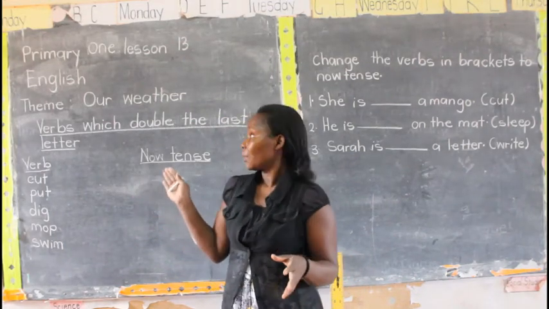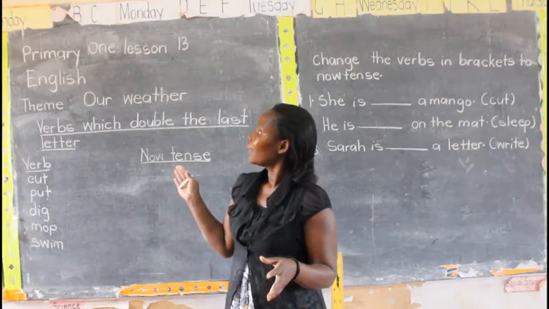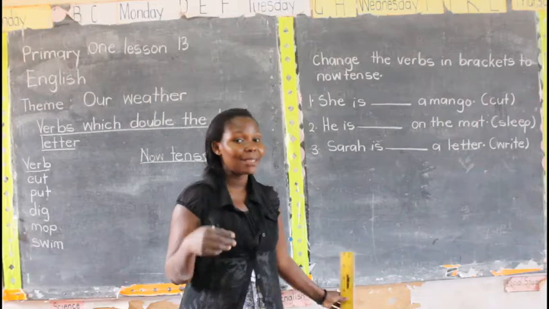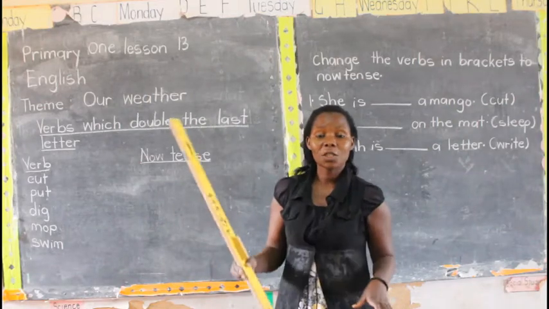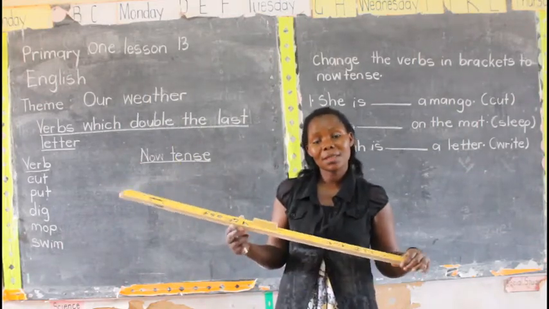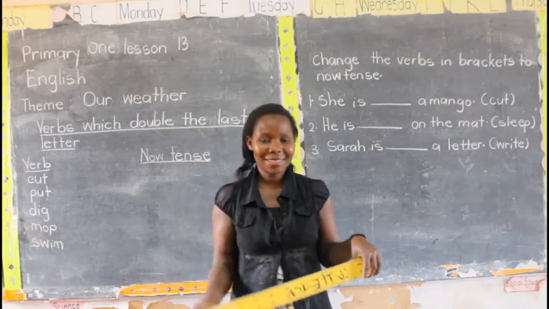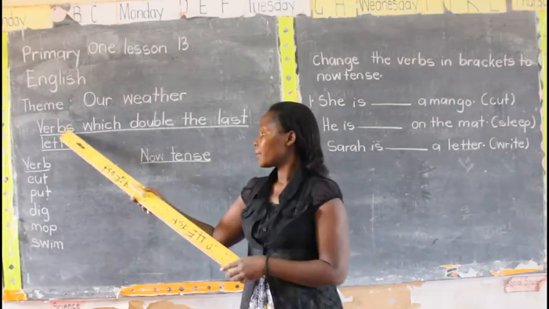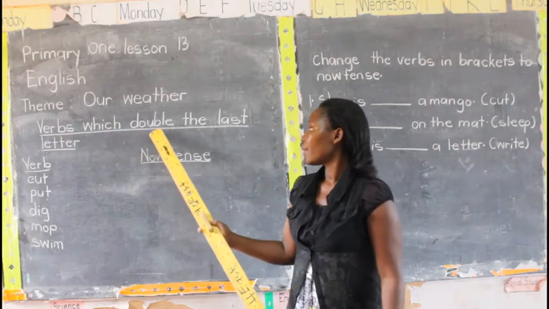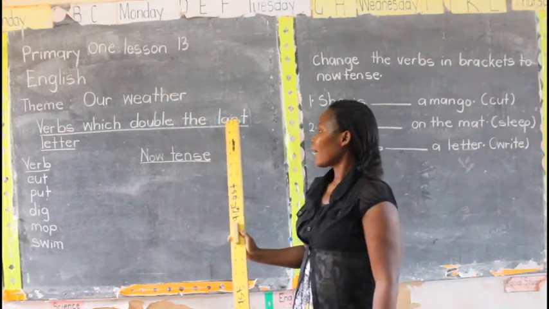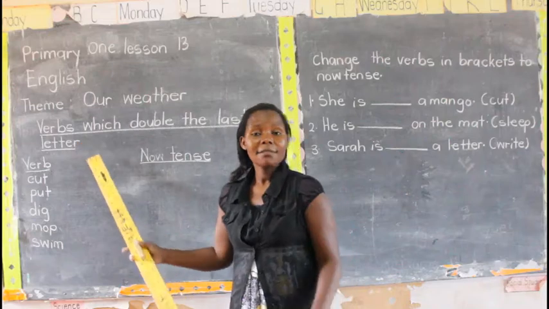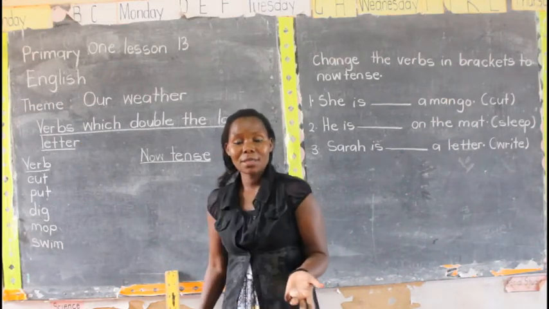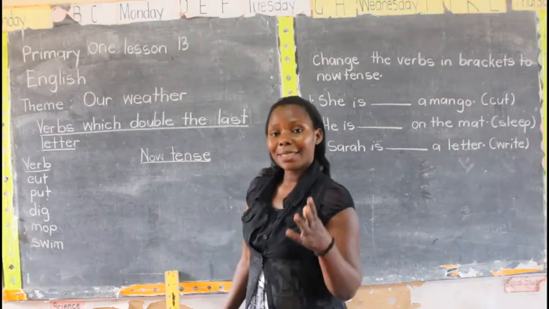In this lesson, we are going to look at the verbs which double the last letter when changing to present continuous tense or now tense. Are we together, children? Verbs which double the last letter when changing to present continuous tense or now tense.